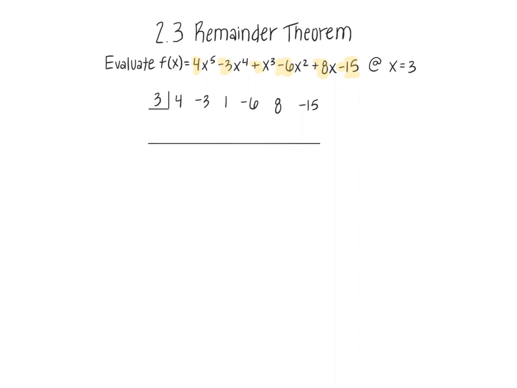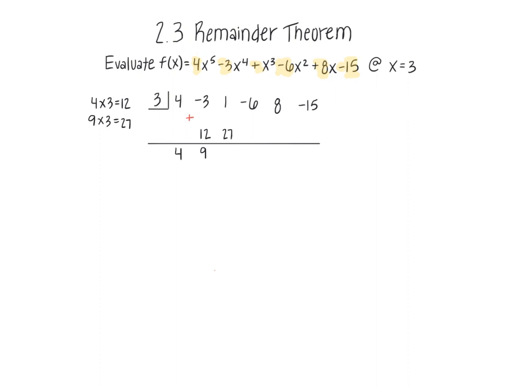Remember, you don't have to do anything with the first coefficient, so you can just go ahead and bring that down. Now you're going to multiply the first coefficient by our c value, which is 3. So 4 times 3 equals 12. We're going to place that under the second coefficient. So now we add these two numbers together. -3 plus 12 gives us positive 9. I then multiply 9 by my c value again. So 9 times 3 equals 27. And again, place this under the next coefficient.